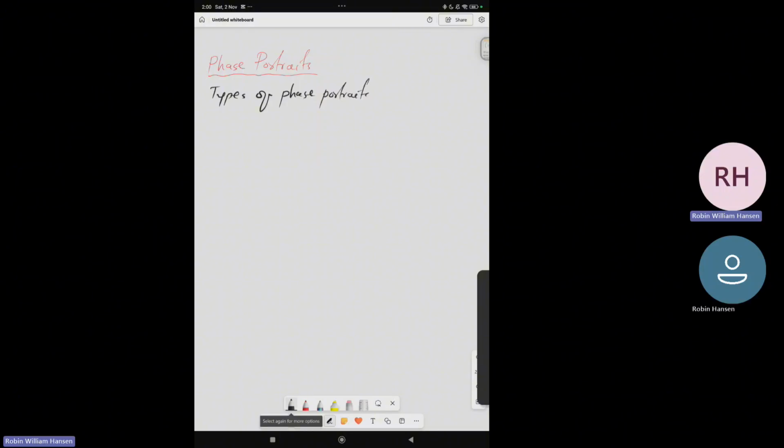Now, the first type that we are going to look at is the stable node. For this type, if this is our coordinate system, we have our x-axis and y-axis. Now, there are two phase portraits for the stable node. So we will draw the other adjacent to it. So remember, these are y and these are x.